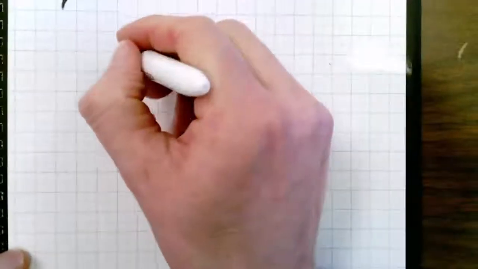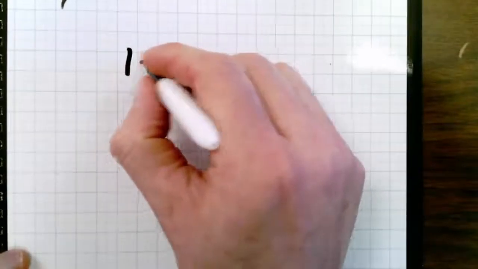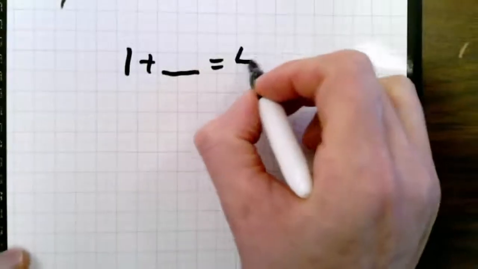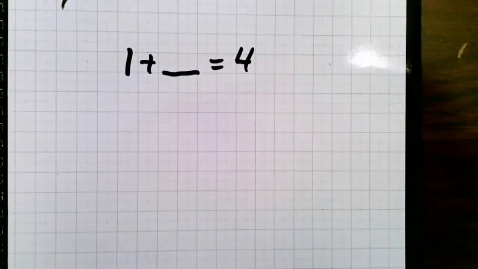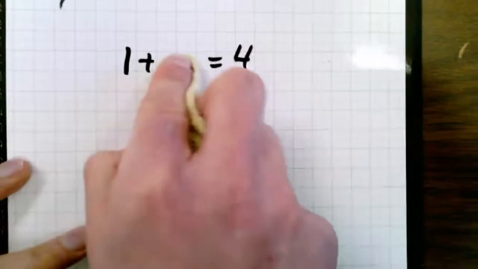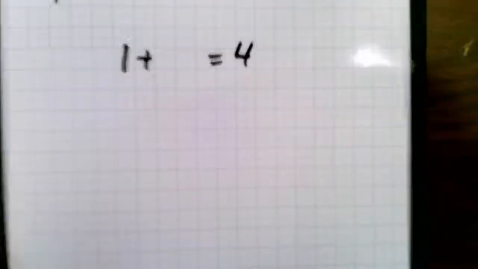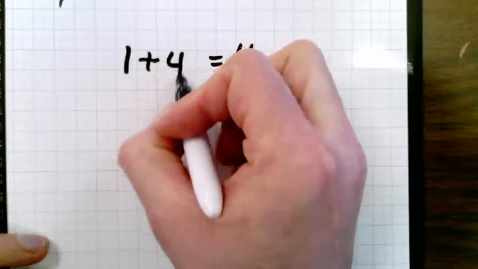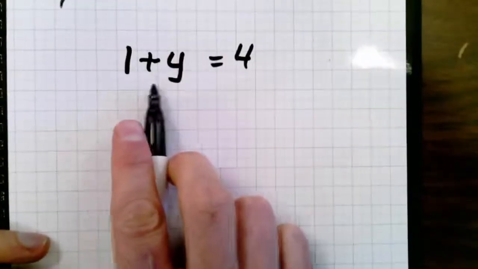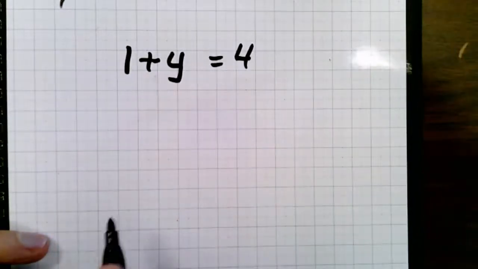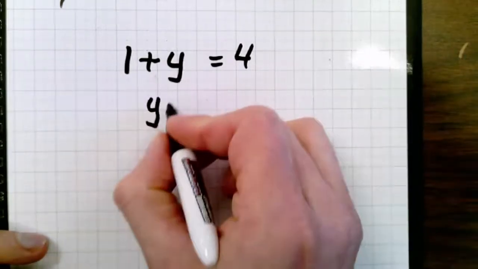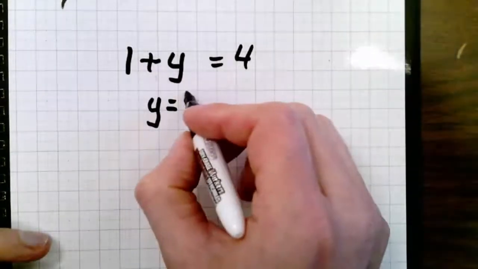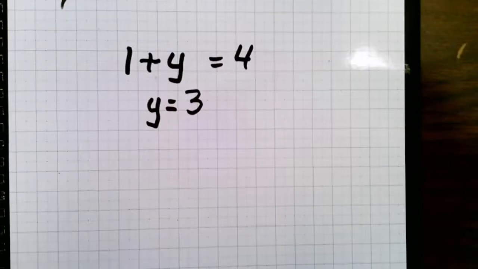So you might have 1 plus something equals 4. But in high school, they won't write something there. They'll put a letter for this mystery number that we don't know what it is. Maybe they'll call it y. They'll say 1 plus y equals 4. Have you figured out what y equals in this question? If you guessed it was 3, you are correct.